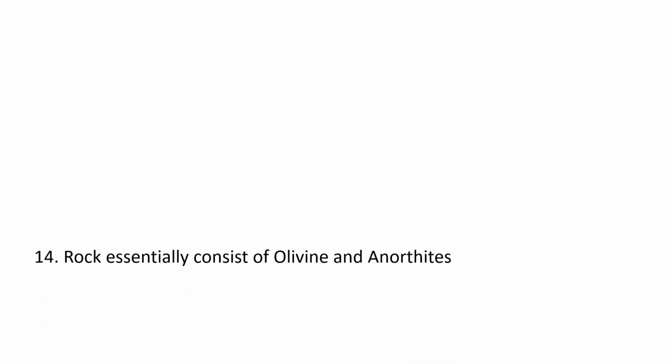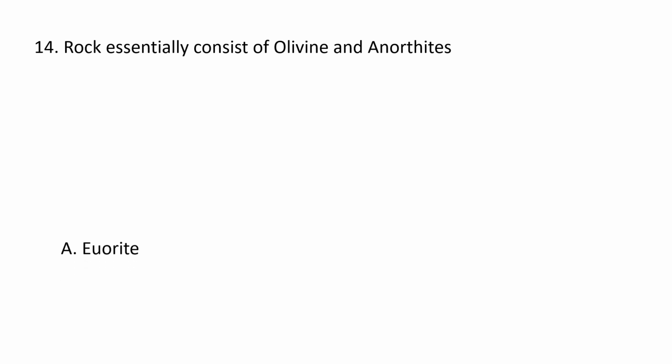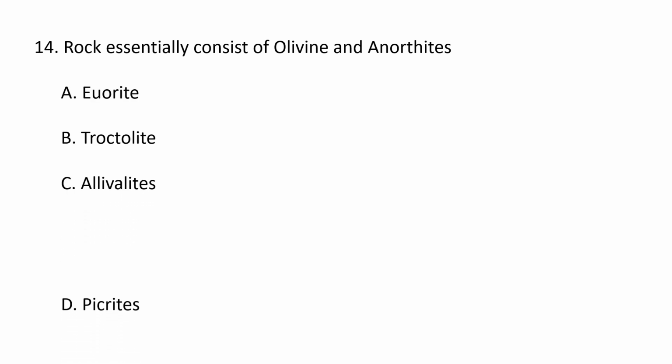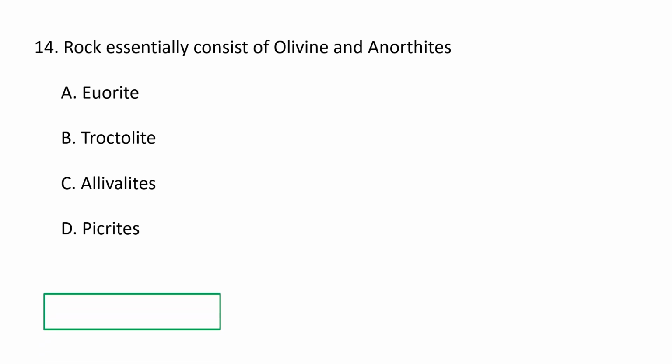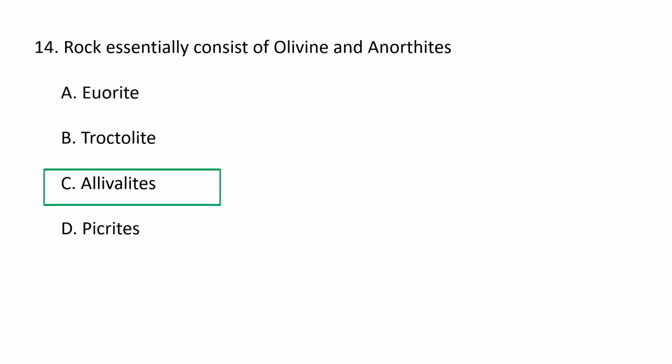Next question. The rock essentially consisting of olivine and anorthite is: A. Urolite, B. Troctolite, C. Allivalite, and D. Picrite. So the rock that essentially consists of olivine and anorthite is allivalite. Allivalite is a plutonic rock composed of anorthite and olivine in approximately equal amounts.